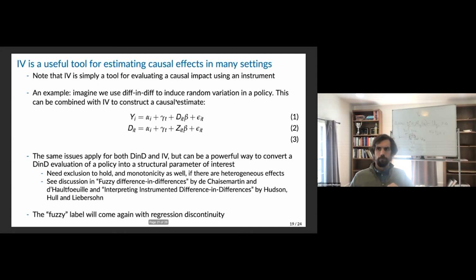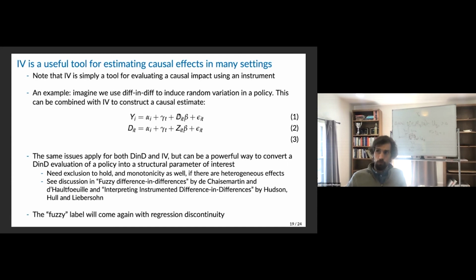Okay. So IV, generally, we've been talking a lot about 2SLS as this particular way of studying this. Really, IV is a tool for estimating the causal impact of something, to generate variation in some policy that you're interested in using an instrument. And I just want to highlight a nice setting: for example, if you have a diff-in-diff that's inducing some variation in a policy. So say you have a diff-in-diff for D, where you have some variation in the diff-in-diff that you can then use as the first stage for a causal estimate.